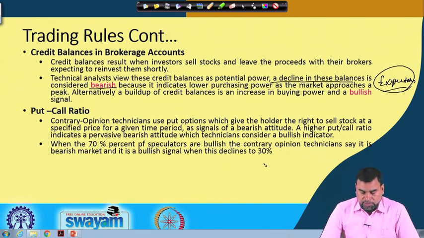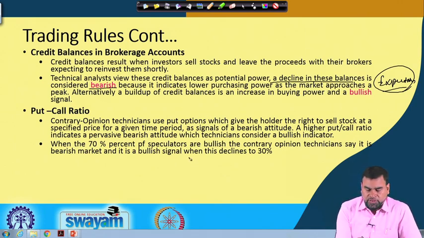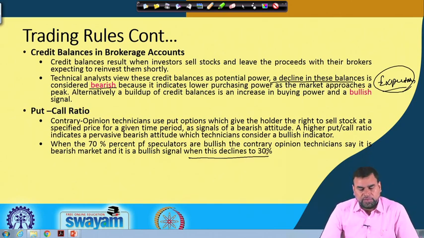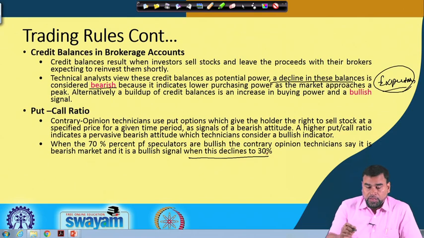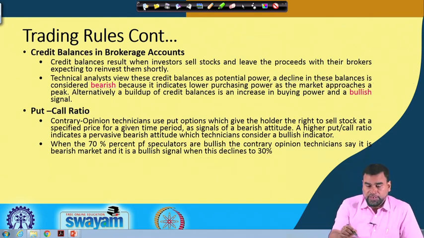So, that is basically the rule, but it may not prevail in the market every time. If you see the put call ratio is very high, then we can say that the market is bearish, because a higher put call ratio indicates a bearish attitude. But technicians believe that it is a bullish indicator, because they follow the contrarian investment strategy.